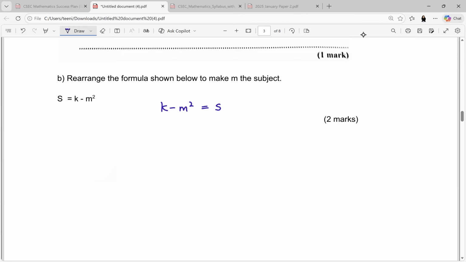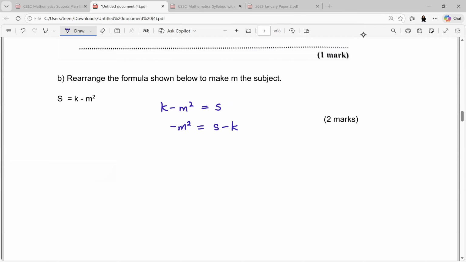So K minus M squared is equal to S. So that means that minus M squared will be equal to S take away K. Right? Because I moved K from the left-hand side to the right-hand side. And this is a positive K here. So if you move that to the other side, it will become minus. Now, the sign of M squared is negative. So I have to maintain that negative sign once I have M on the same side of the equation.